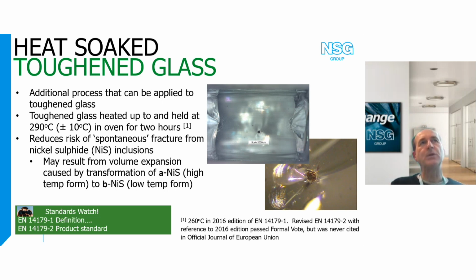The heat soaking process attempts to force any toughened glass with critical nickel sulfide inclusions to break in the oven rather than after installation. But it's important to remember that it's still possible for toughened glass that has been heat soaked to break at a later time due to a critical nickel sulfide inclusion.